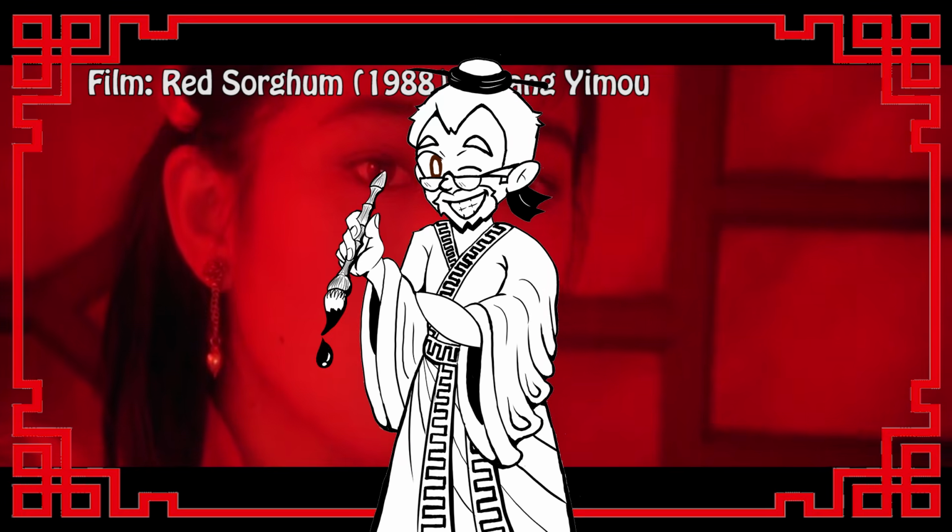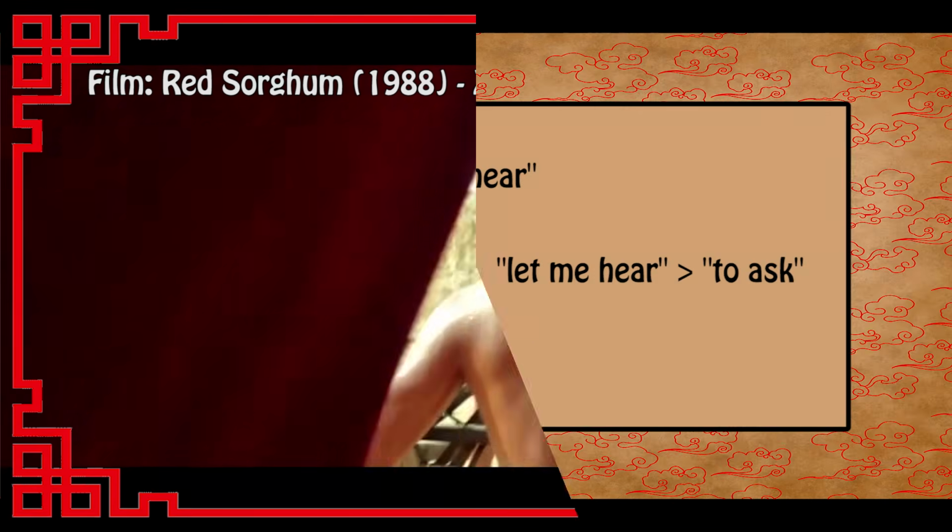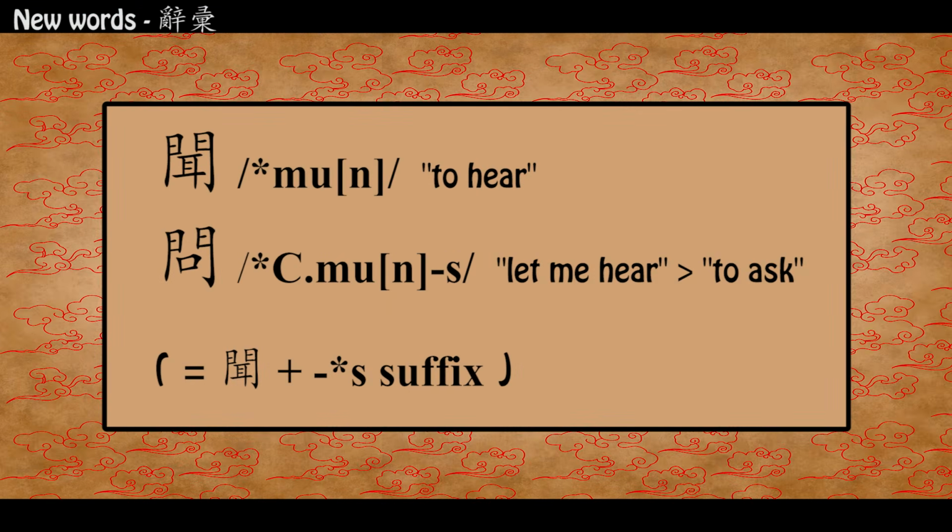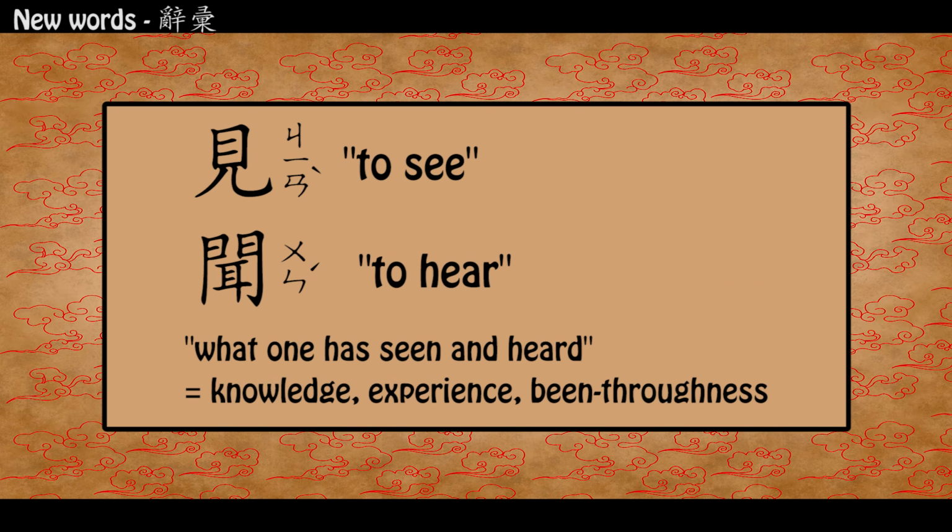Pretty neat, huh? Anyways, wen is also closely akin to wen, which means to ask, but has a mouth radical instead of an ear radical. 见闻 can be read either separately as seeing and hearing, or together as knowledge or been-throughness or experience.